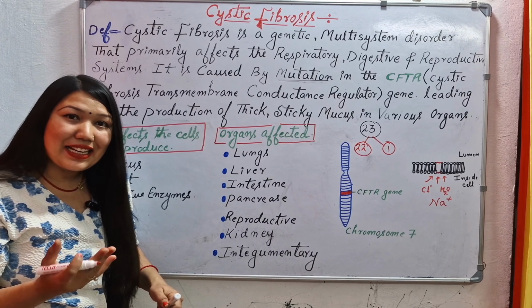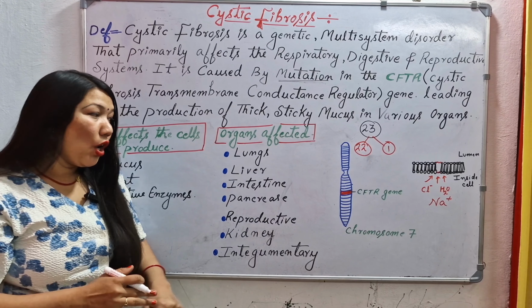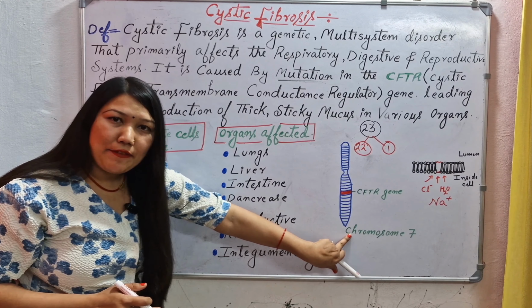This disease condition happens in chromosome number 7. In the autosomes we have chromosome number 7, and in the long arm of chromosome number 7 we have the CFTR gene. So when there is a mutation in the CFTR gene, what will happen? The CFTR protein will not be generated in the body, and this CFTR protein is also known as phenylalanine.